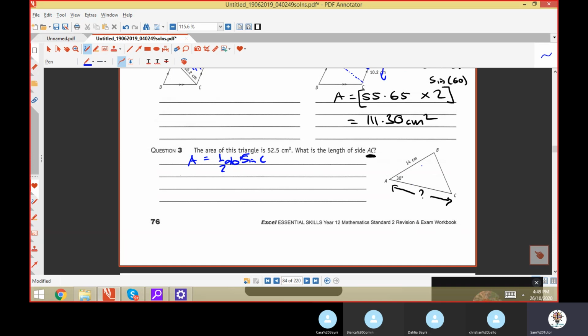So here's our triangle. We have to find the question mark, which is AC. We could just substitute that with any letter you want. Let's just say X for simplicity. And we just go, area is already given to us, it's 52.5. So we go 52.5 equals half times 14 times X times sine 60. Oh, 30.